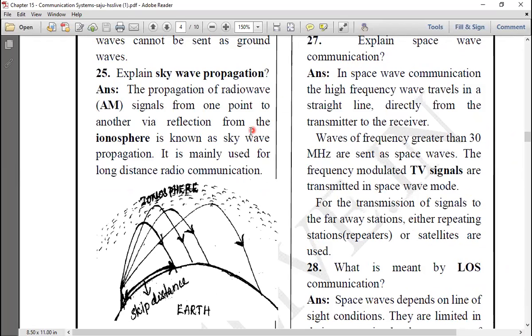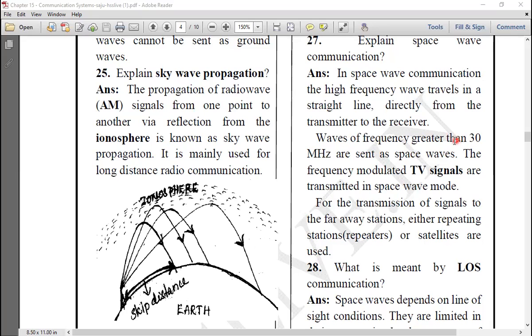Skywave is finished. Skywave communication is via the ionosphere. Now, what is this? Space wave communication. In space wave communication, the high frequency wave travels in a straight line directly from the transmitter to the receiver. Waves of frequency greater than 30 megahertz are sent as space waves.